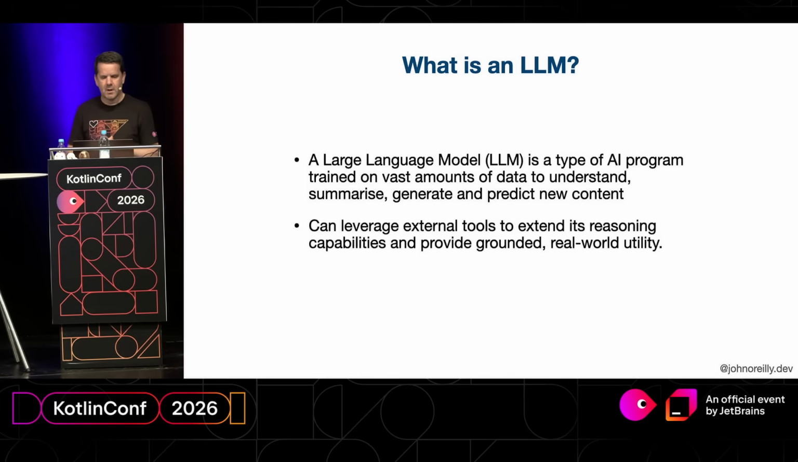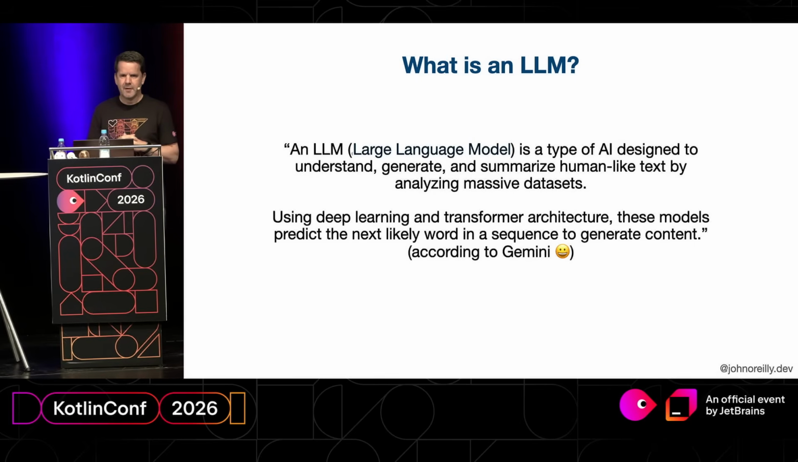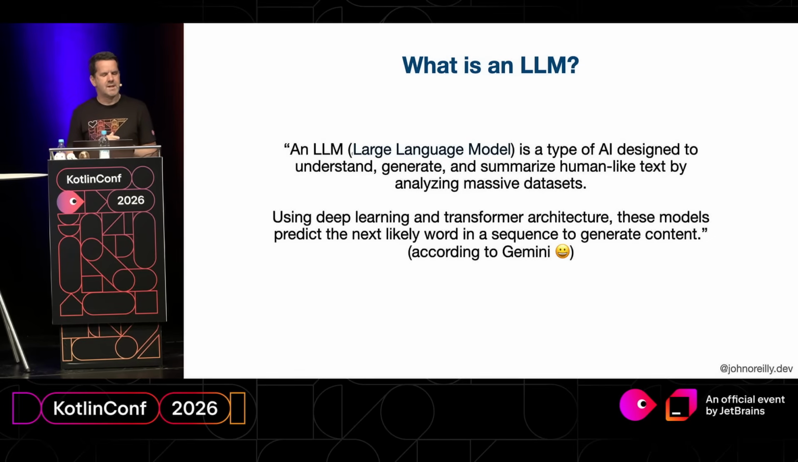So what is an LLM? So as I said here, a type of program trained on vast amounts of data to understand, summarize, generate, and predict new content. And importantly, in the context of agentic AI and this talk, they can leverage external tools to extend their reasoning capabilities and provide grounded real-world utility. Another definition, this time from Gemini appropriately, talking again about being able to understand, generate, summarize text by analyzing massive data sets. And also makes reference to the transformer architecture, a key component of modern LLMs.